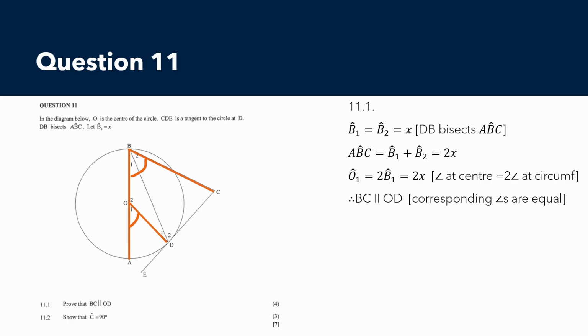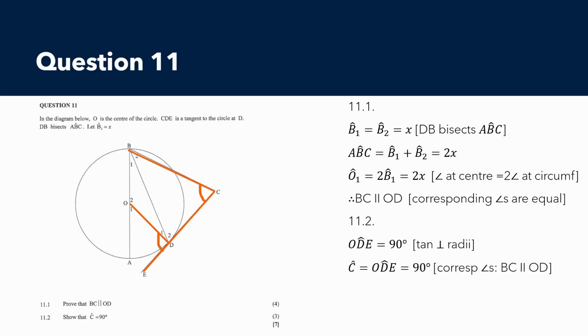Moving on to 11.2. Show that angle C is equal to 90 degrees. First step, I went on to say angle ODE is equal to 90 degrees. My reason was tangent is perpendicular to radius. That is a theorem. And I went on to say angle C is equal to angle ODE and they are both equal to 90 degrees. My reason was corresponding angles are equal because BC is parallel to OD.